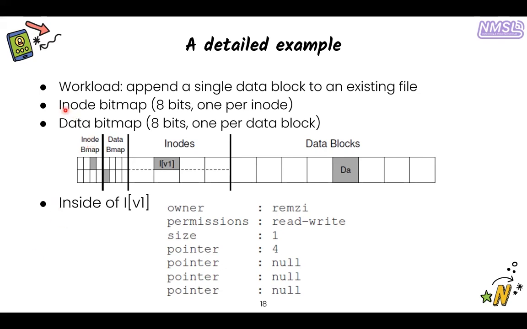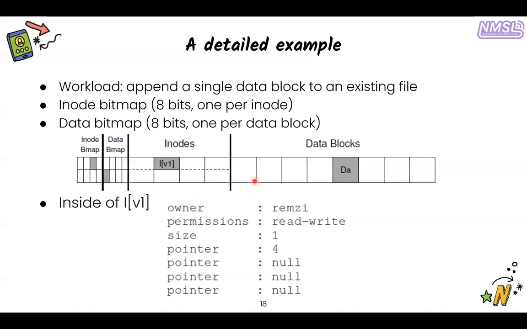Here we have an inode bitmap, 8 bits, 1 per inode. We also have a data bitmap, also 8 bits, 1 per data block. And then we have inodes and data blocks. Inside the inode, we named it V1 because this is version 1. Owner is Ramsey, permissions read-write, size is 1. There's only one data block. This is before the append.